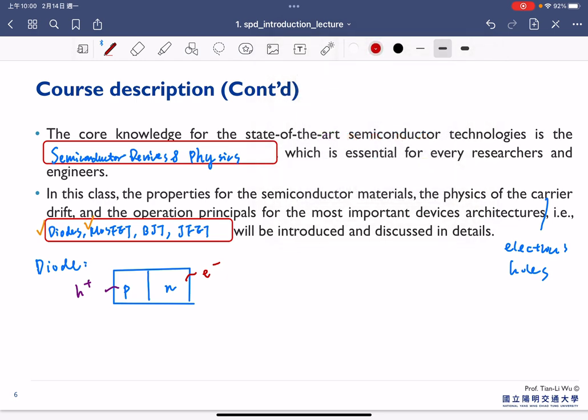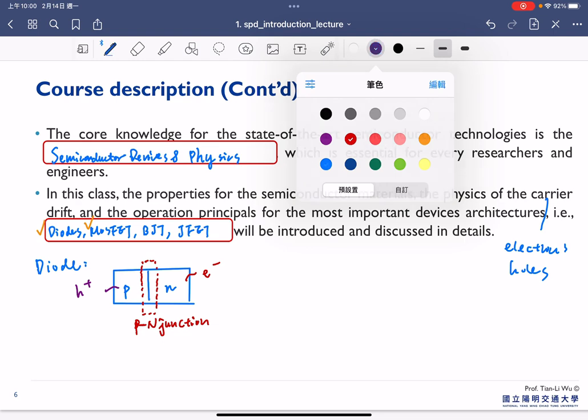And inside of this diode, the most important physics happens at this interface, which we usually call the P-N junction. Therefore, we will spend a little bit of time explaining how the P-N junction looks, and how the electrons and holes are able to transport inside of this P-N junction. Okay, so that's the first most important one.